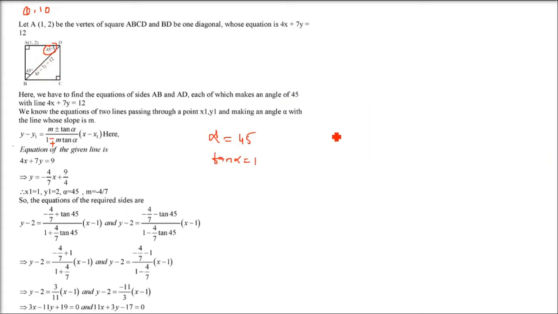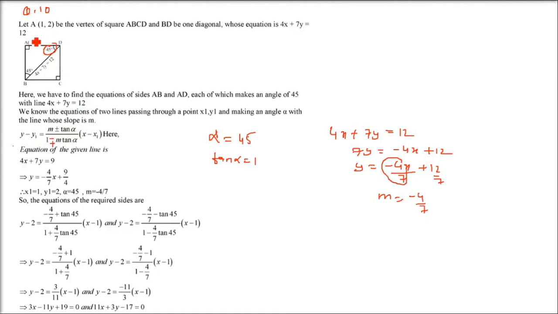What is the slope of this line, 4x + 7y = 12? So you get 7y = -4x + 12. So y equals, dividing both sides by 7, -4/7 x + 12/7. So m is -4/7. So this you got, -4/7.